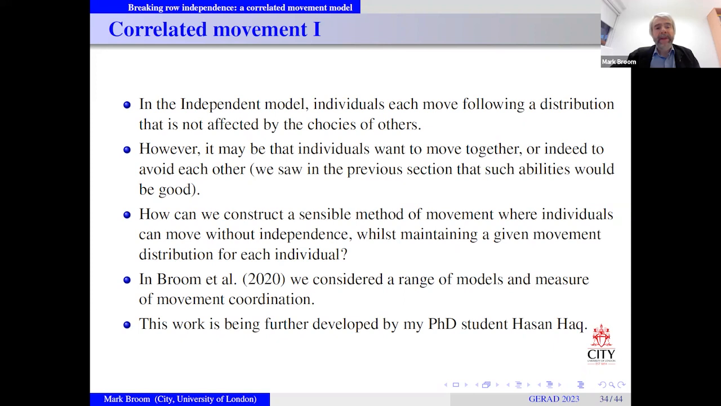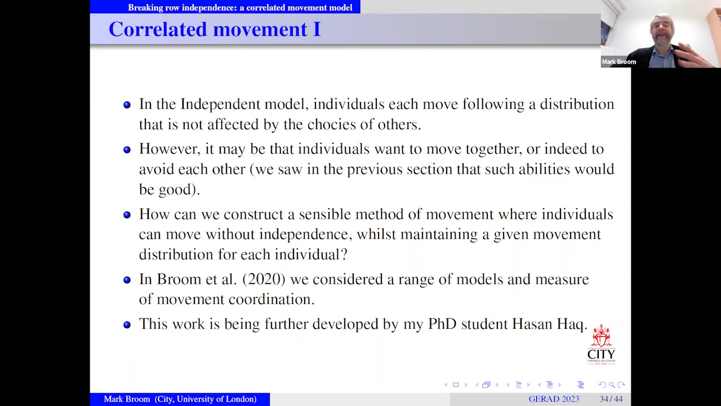In the fully independent model, individuals each follow their own distribution, and they don't pay any attention to the others. But in real animal populations, often there's some kind of herding behavior. Either you and I want to stay together, we're a group, or there's safety in numbers, or there are the dilution effects against predators. If you and I are together and a predator comes along, maybe it'll eat one of us, but if I'm on my own, it'll eat me. But if you're there as well, maybe it'll eat you instead.